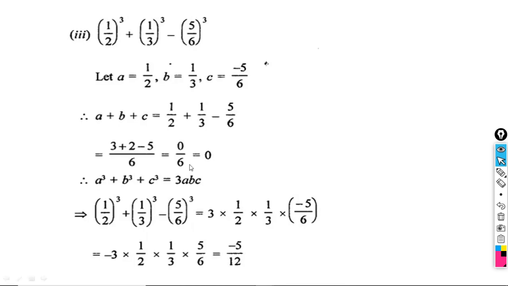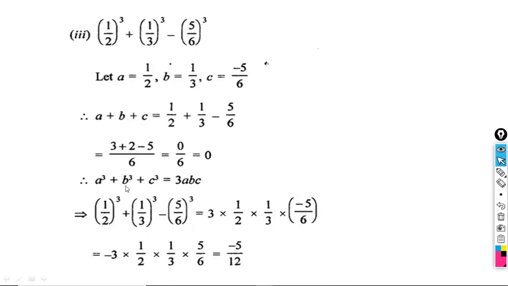Now here we have a third problem related to this identity: 1 by 2 cube plus 1 by 3 cube minus 5 by 6 cube. Here a is 1 by 2, b is 1 by 3, and c is minus 5 by 6. Let us check a plus b plus c, which is 1 by 2 plus 1 by 3 minus 5 by 6. By taking the LCM and solving it, we get 0.